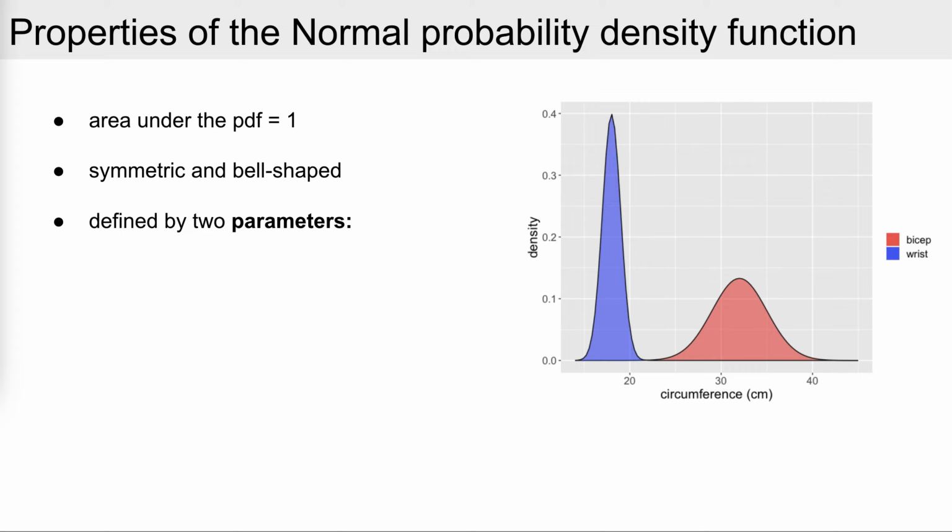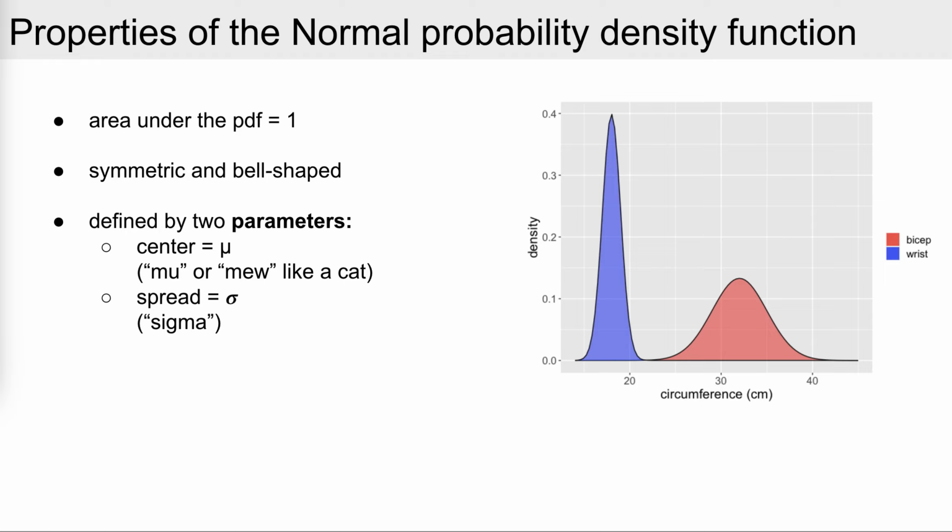Pause for a moment and ask yourself, what are two key differences between wrist and bicep circumferences? That is, what two parameters distinguish between these two random variables? Well, the centers of the PDFs differ. Wrist measurements vary around a typical measurement of 18 centimeters, whereas bicep measurements vary around 32 centimeters. We'll represent this parameter, the center of a normal model, by the Greek letter mu, as in mu like a cat.